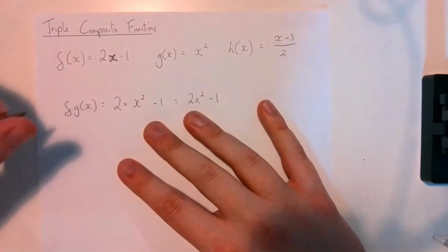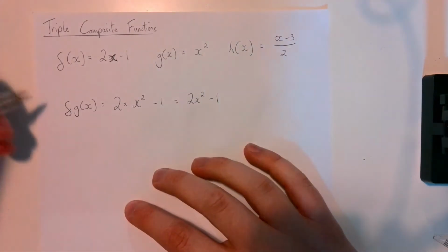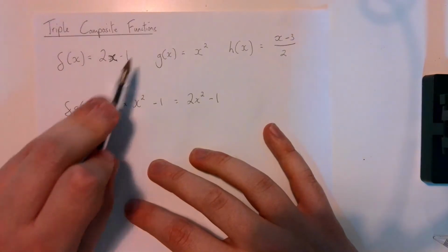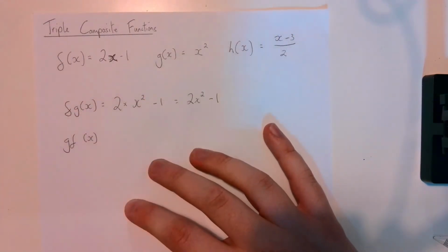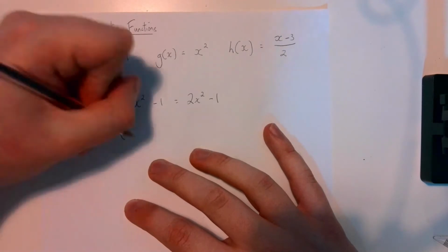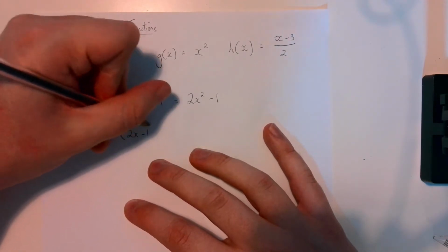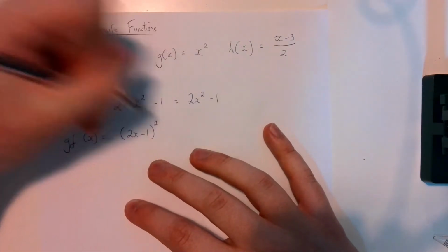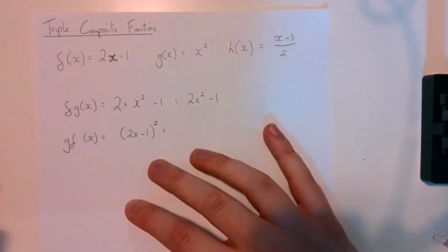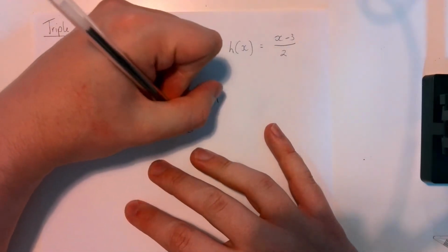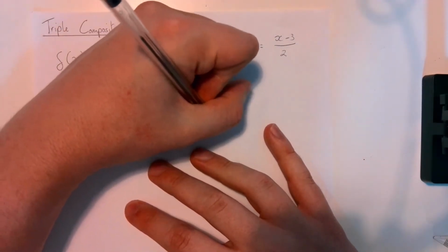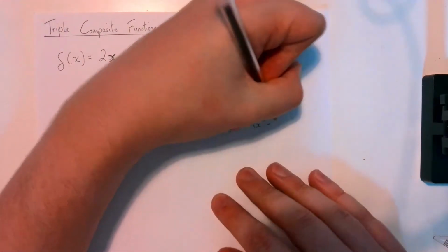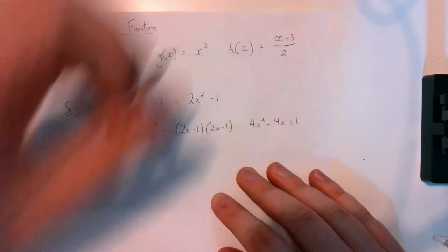squared subtract 1. Another orientation of it, in fact, if I flip it around, if I have gf of x, that means I'm putting the f of x function into the g of x. So substituting that in, I'm actually going to get 2x subtract 1, the f of x, then I'm squaring it. In that case, we can either just simplify that, or we can actually multiply out the brackets. We have 2x subtract 1 and 2x subtract 1. Multiplying it out, we have 4x squared subtract 4x plus 1.